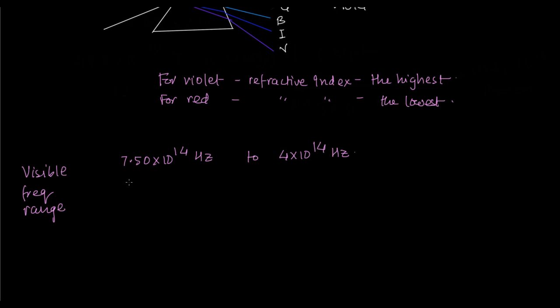Correct. And that actually works from 400 nanometers to 750 nanometers. The upper one is the visible frequency range, and the lower one is the visible wavelength range. Okay, so the visible wavelength range, fine.